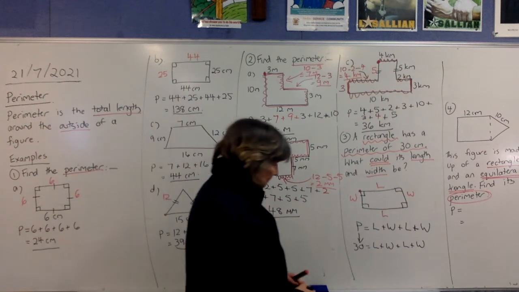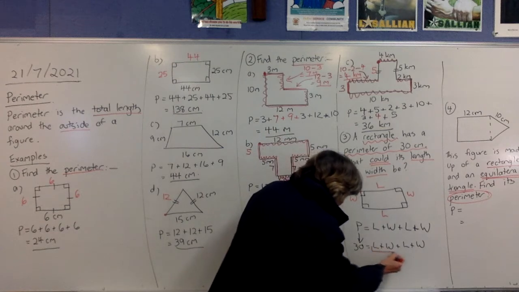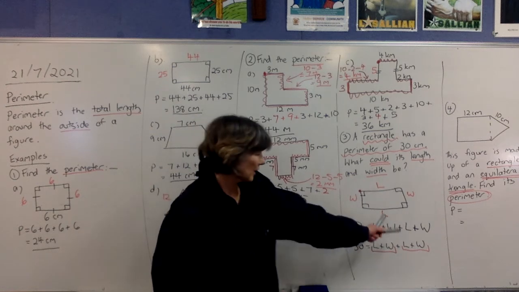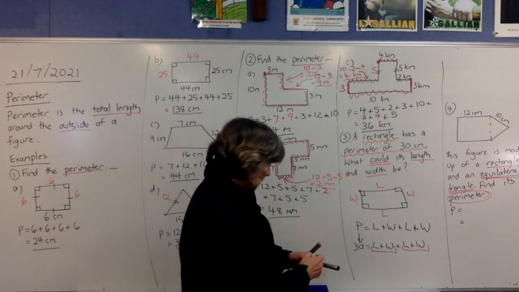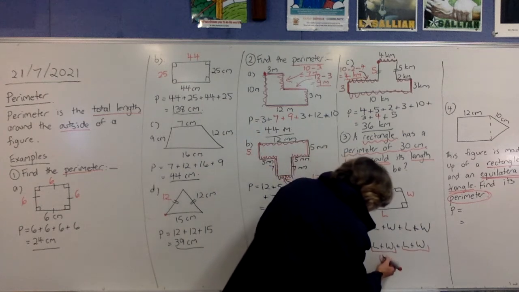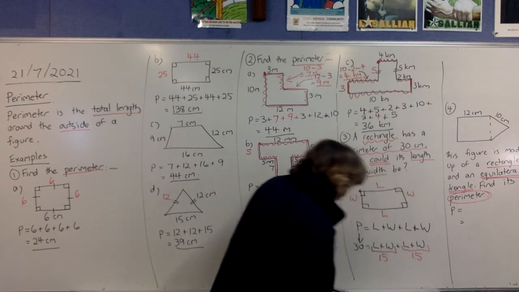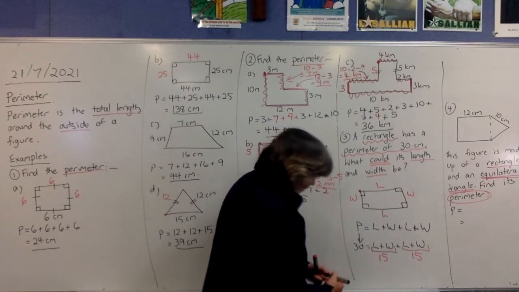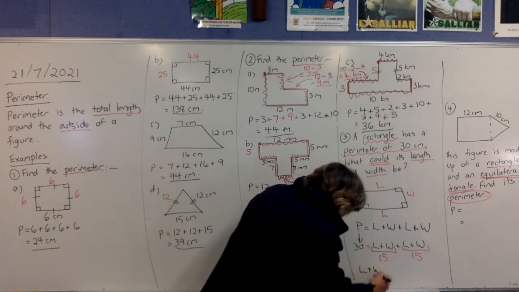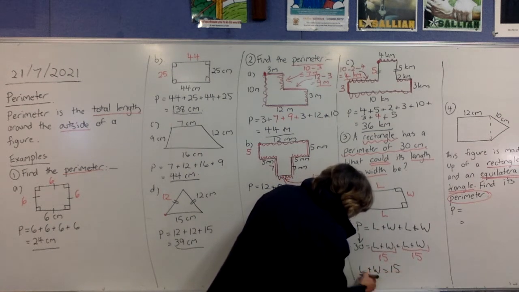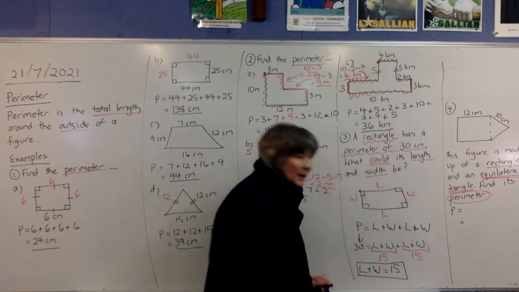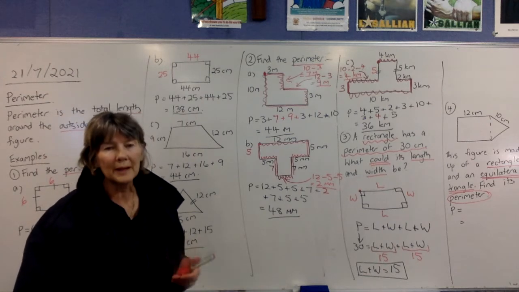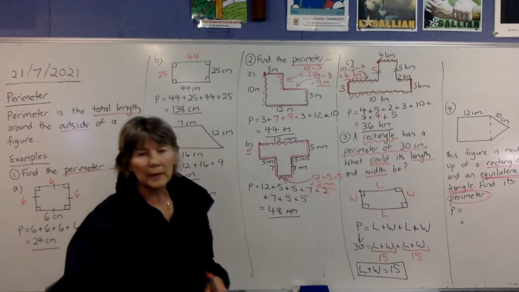Well, if you think about it, if I can get L plus W to be one thing, the other L plus W will be the same thing. So this would have to be 15 plus 15 to equal 30. So all I need to do is know that L plus W has to equal 15. So my length plus my width has to equal 15. So this is what we call an open-ended question. There are lots and lots of correct answers.